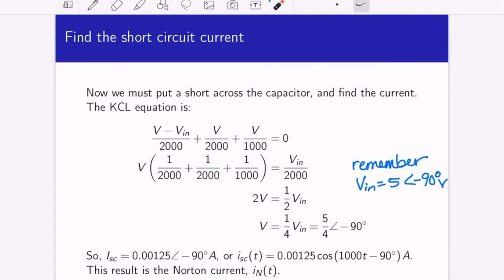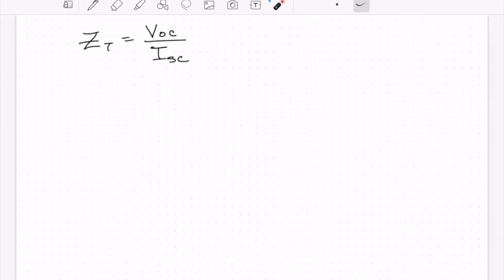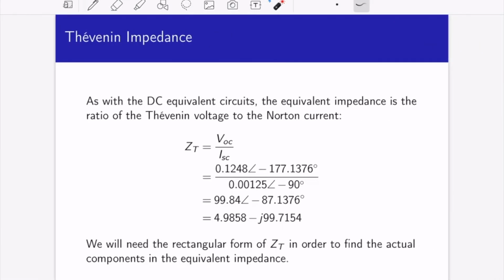So we've done the first two steps. We found VOC. We found I short circuit. Now we need to find Z Thevenin. So Z Thevenin is just going to be equal to V open circuit over I short circuit. I don't recall those values, but I have them on the next slide. So VOC was 0.1248 at an angle of minus 177.1376. Notice I'm keeping all my values.